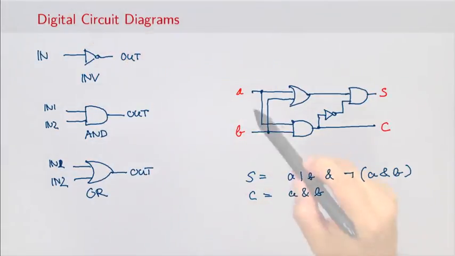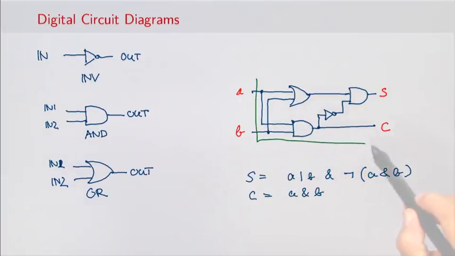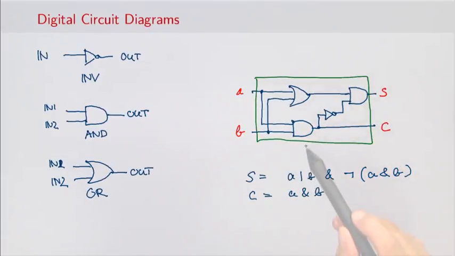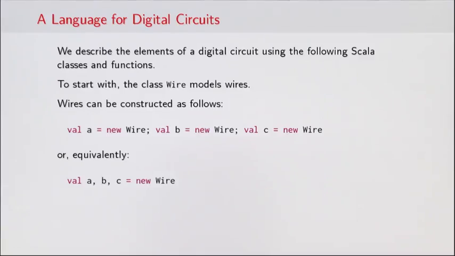So let's wrap this up, draw a box around it, and call it a half adder, or I'm going to abbreviate that to HA. You've seen the circuit diagrams. What we're now after is a textual language that describes these circuits.